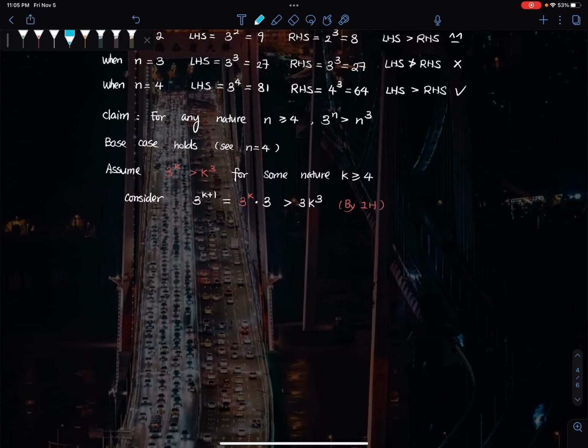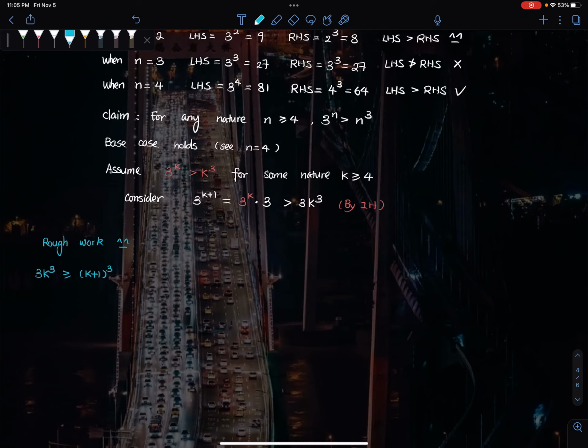And so I showed that this is greater than this. So what do I need to show now? I need to show this is greater than or equal to (k+1)^3. So that's my rough work. It's an inequality, and for inequalities we like to use rough work. What do we want to do? I want to show 3^k cubed is greater than or equal to (k+1)^3.